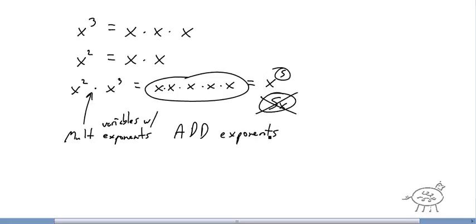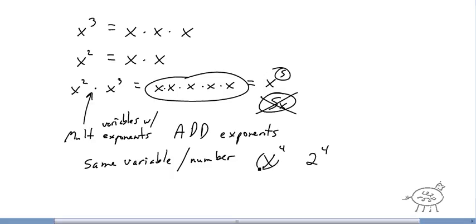Now a couple things. First of all, it has to be the same variable. And I'm going to put also slash same number, because we're going to actually put numbers instead of an x. So when you do these, they have to have the same variable and the same number, and that's what I mean by number. Let me talk about this. If I have x to the fourth power or 2 to the fourth power, those have to be the same in order to add the exponents together.